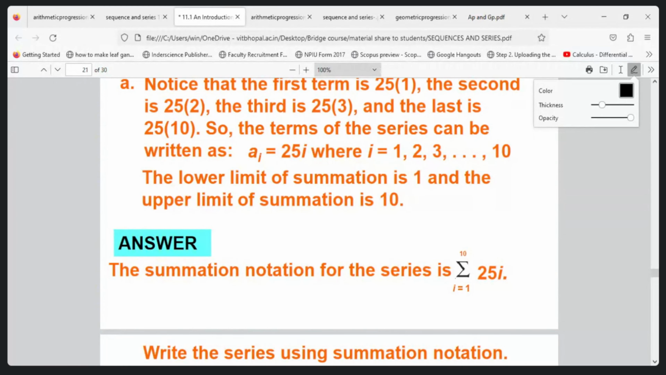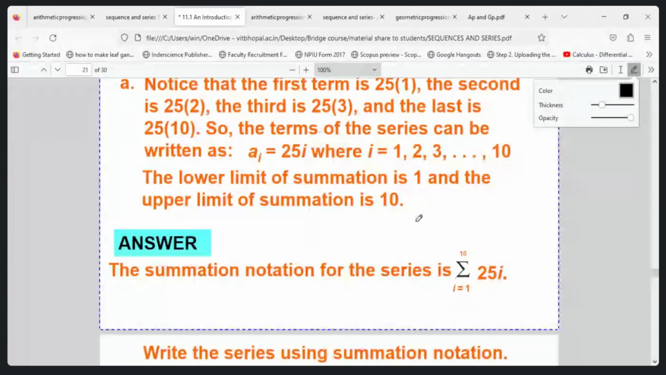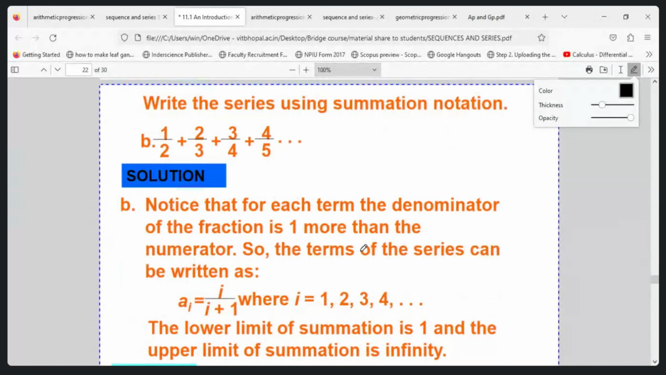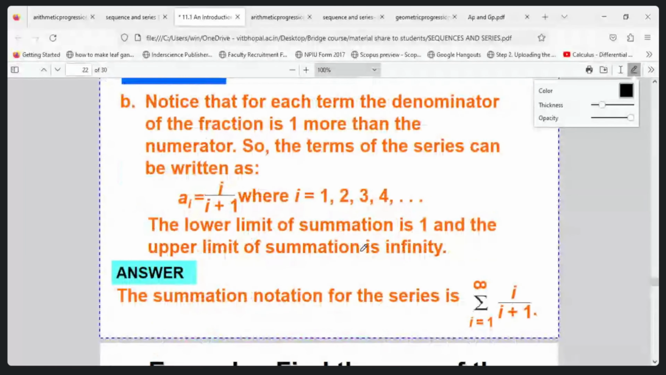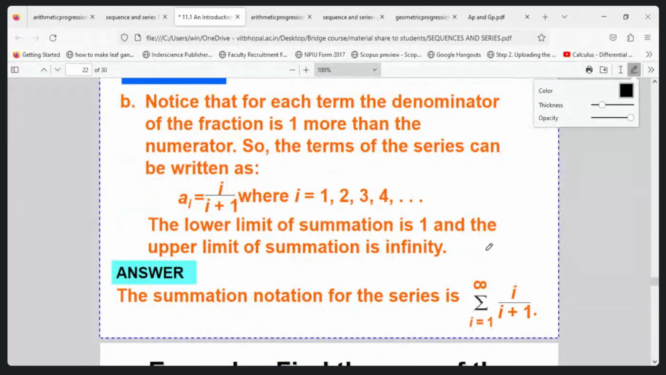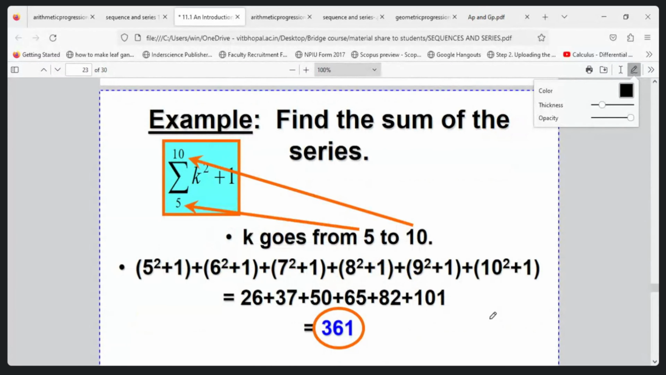So now, so many students have given the right answer for the summation. Then again, this is a question for i equal to 1 to infinity. In the previous one, it stopped at one particular term, but here, find the sum of the series where k goes from 5 to 10: 5 square plus 1, 6 square plus 1, 7 square plus 1.